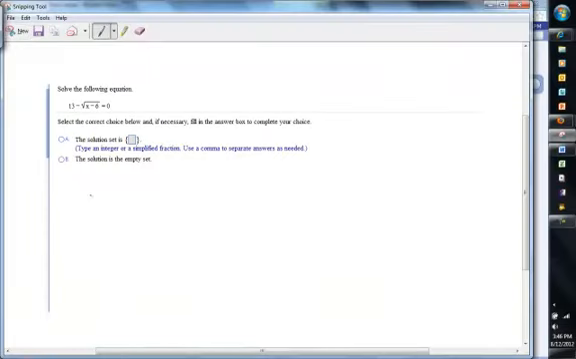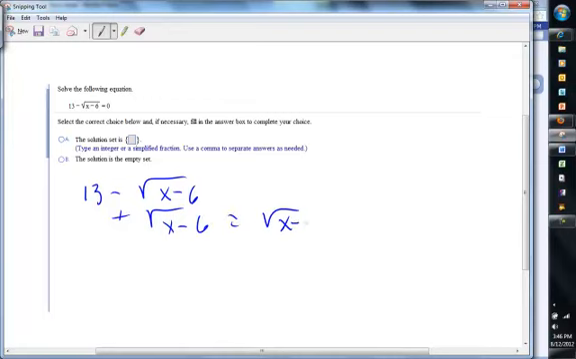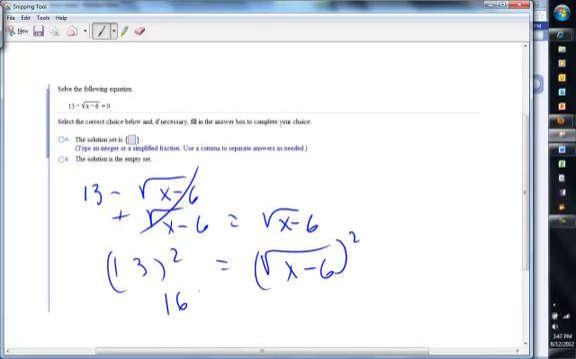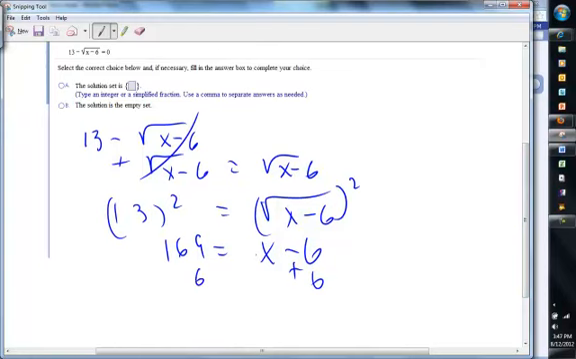Okay, we have 13 minus square root x minus 6. Let's add square root x minus 6 to both sides. And we get 13 is the square root of x minus 6. Square both sides, and you get 169 is x minus 6. Add 6 to both sides, and you get x is 175.